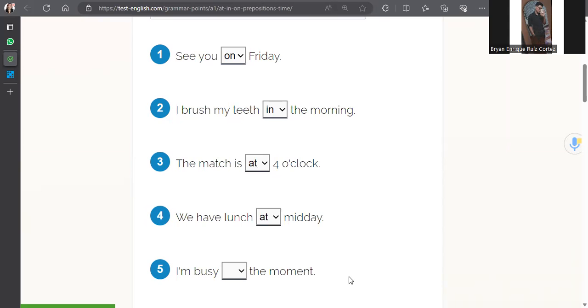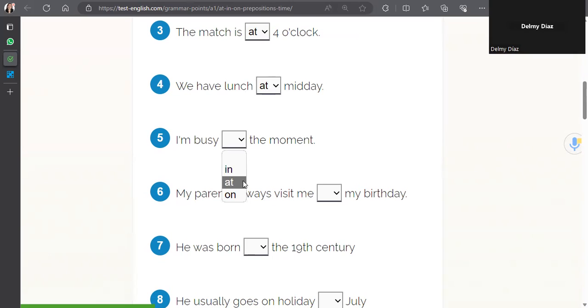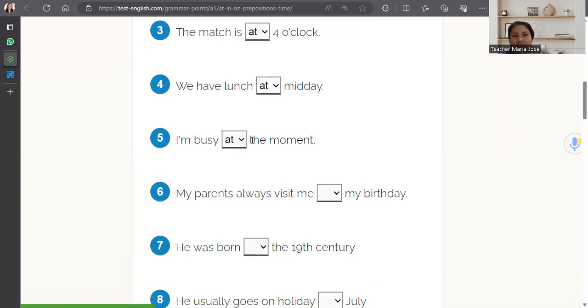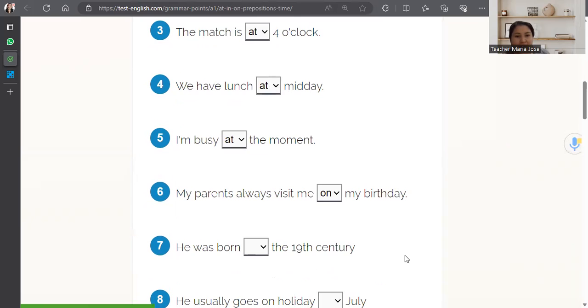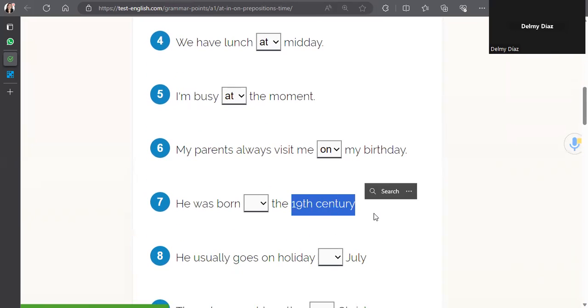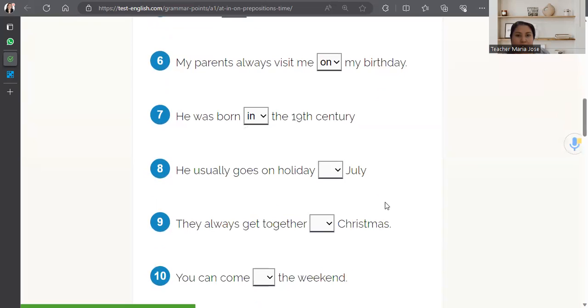The moment? In. Not really. It's at, because it's specific. At the moment. Okay, my birthday? At? Not really, because it is a day. On my birthday. Okay. The 19th century. In. Excellent. Because it is a century.